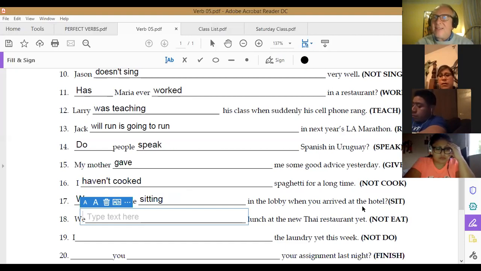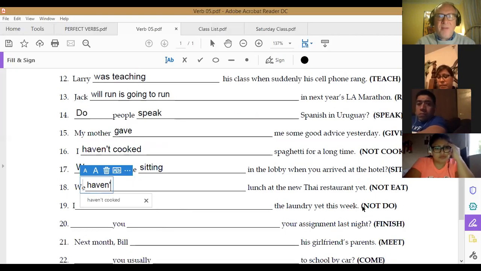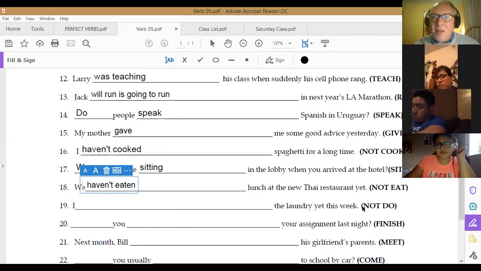Now number 18 says, not yet. We haven't eaten. Perfect. I love it. Present perfect with not yet. Present perfect is going to be very important later in our lesson, so keep present perfect in mind.